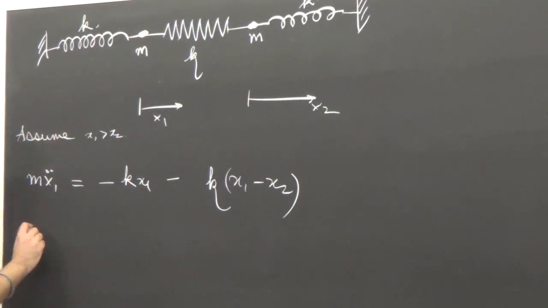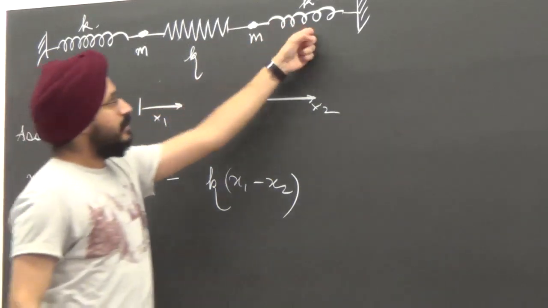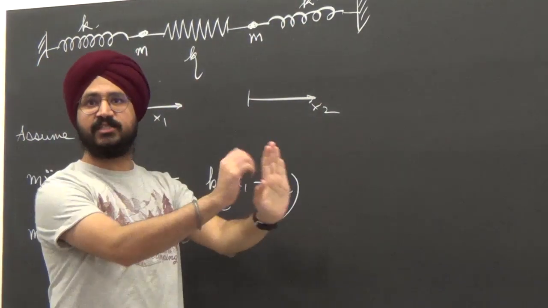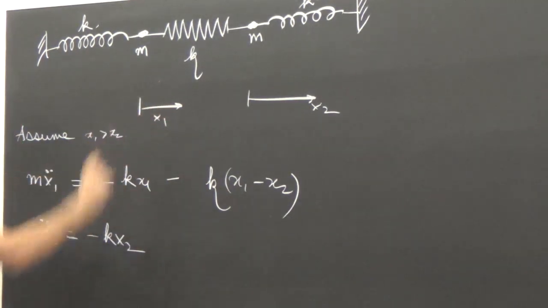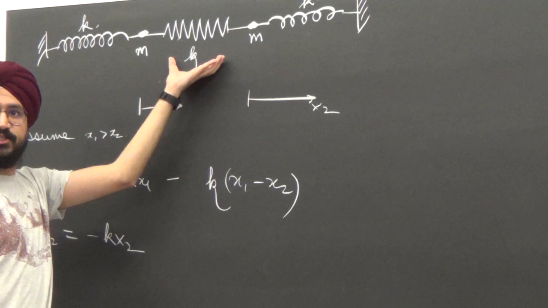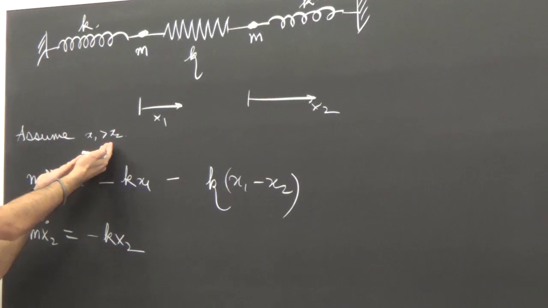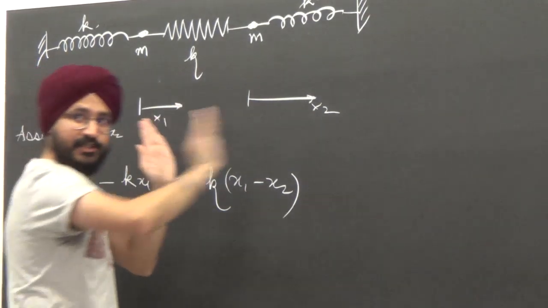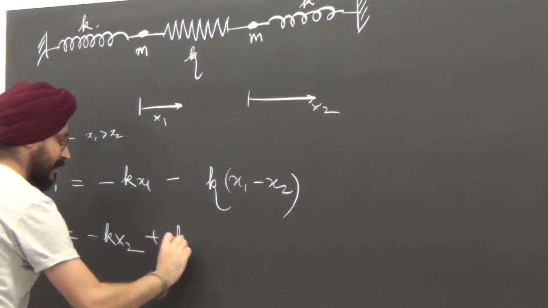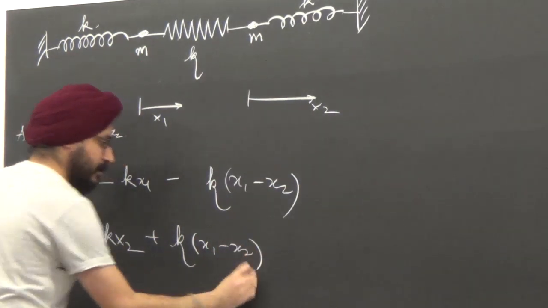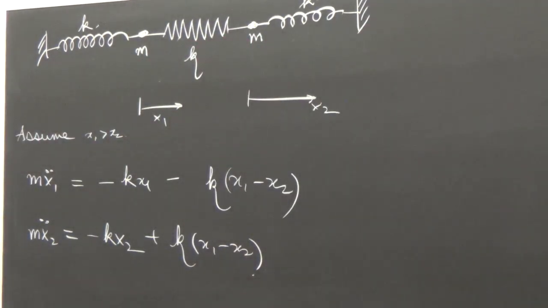Similarly, what's m x2 double dot? This is going to be quick now. Third spring, x2, compressed, pushes back to the left, minus k x2. The second spring, what is it doing? It's compressed, by the same argument, x1 and x2. This is compressed, pushes back. So for this particle, it pushes to the right, hence plus kappa times x1 minus x2. Any quick question about these equations?